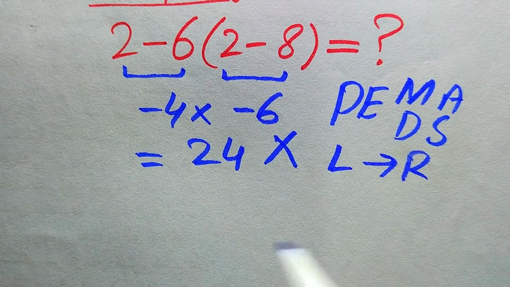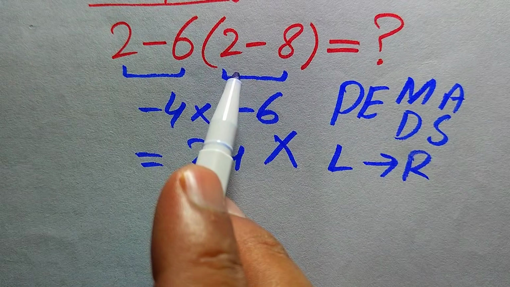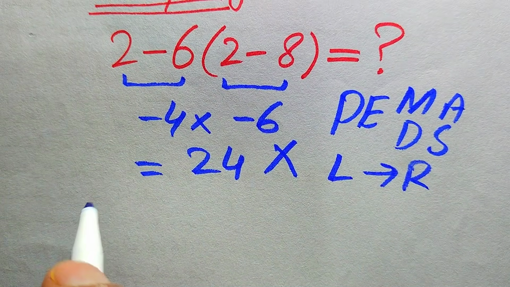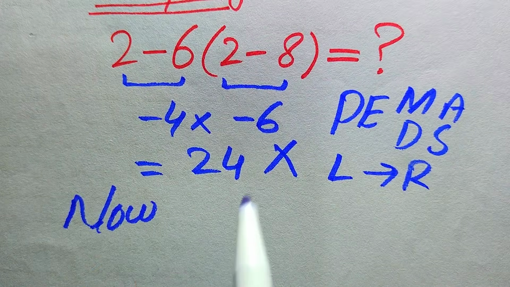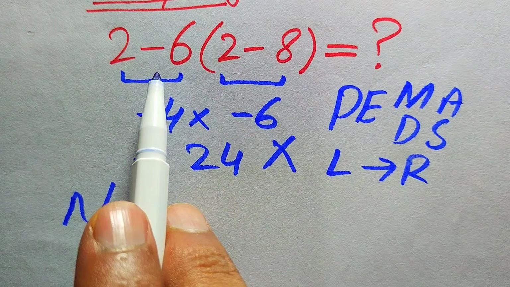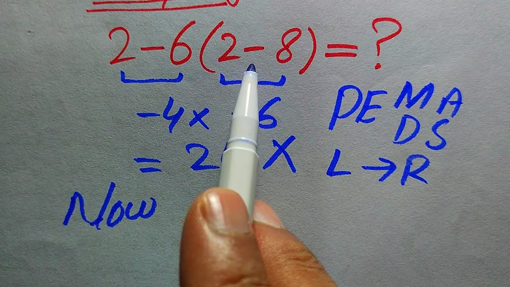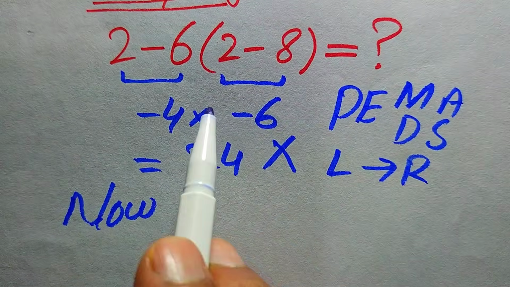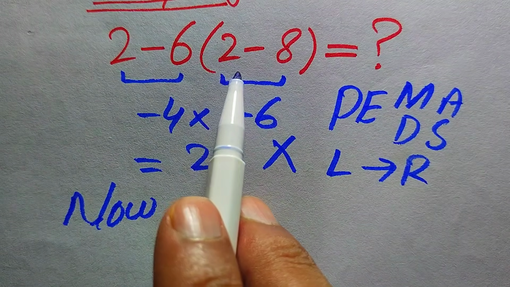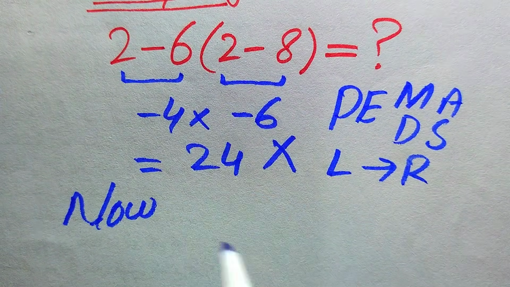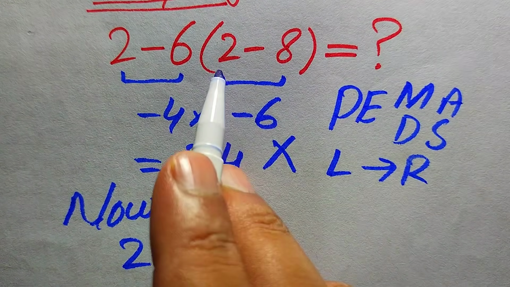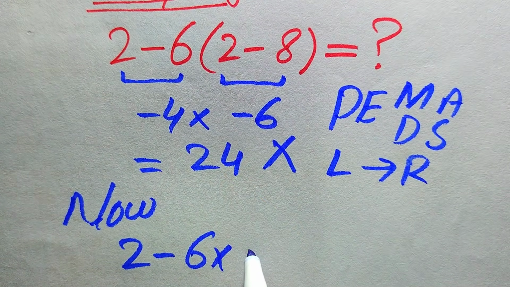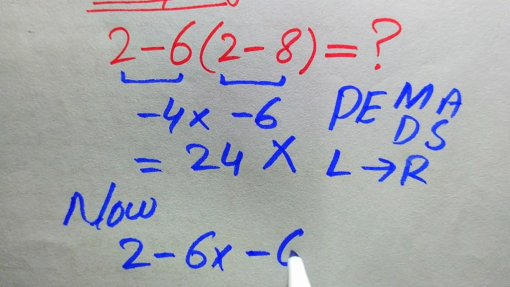Now we solve this problem again in the correct way. First you see that we have two operations, negative and negative, and here we have parentheses. So we do the first priority, the parentheses, and we solve the parentheses terms first. We have 2 minus 6 multiplied by 2 minus 8, which becomes minus 6.